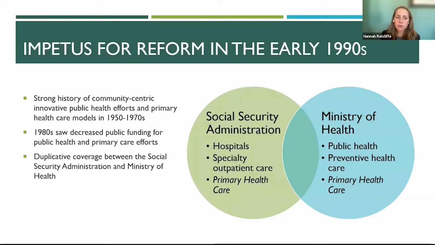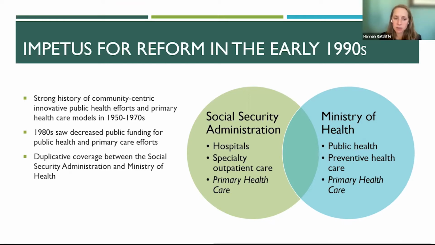And so the primary healthcare system that we'll talk about today is the result of extensive reforms that Costa Rica undertook in the early 1990s. At that time, Costa Rica had a strong history of community-centric public health and primary care, but was facing a lot of challenges. The global recession in the 1980s and the subsequent structural adjustment reforms had resulted in reduced budget for public health and primary care in Costa Rica, as in so many other countries.